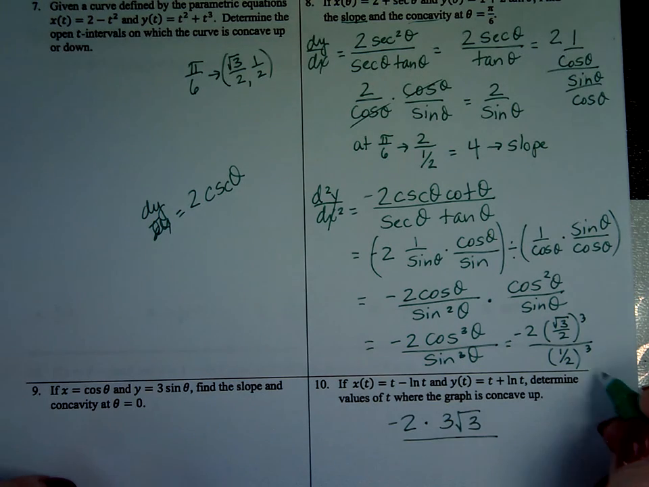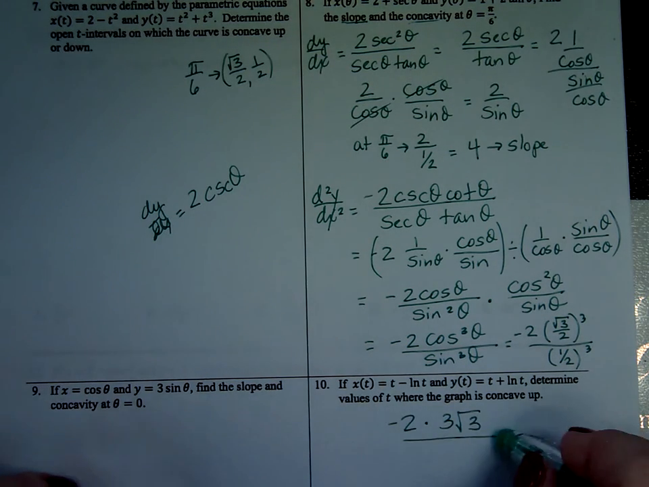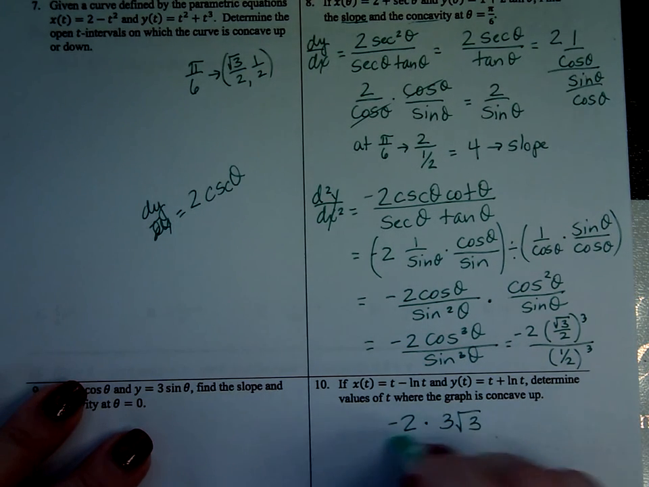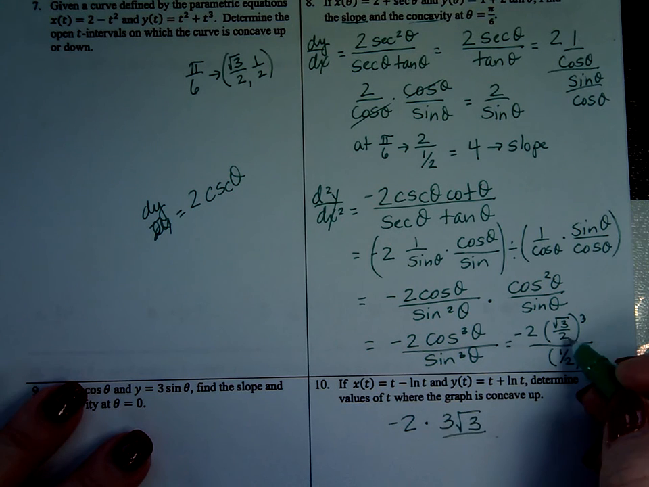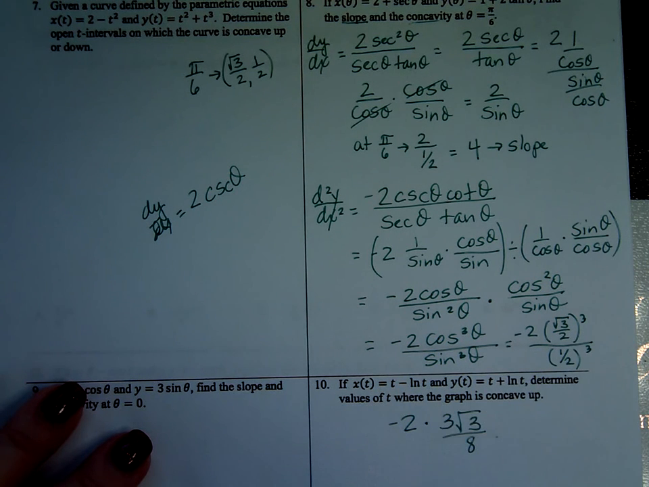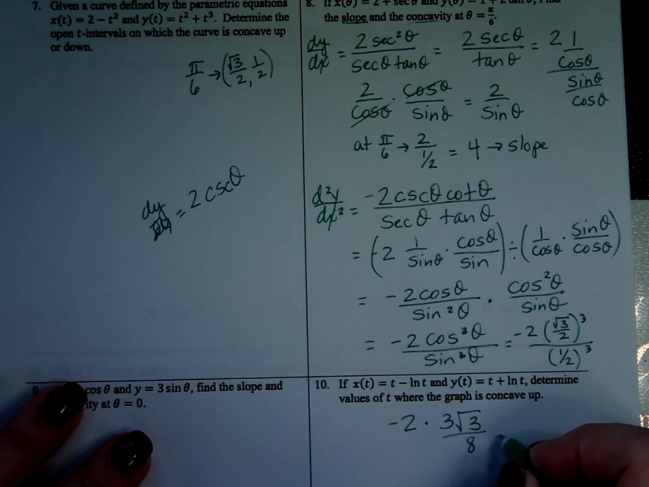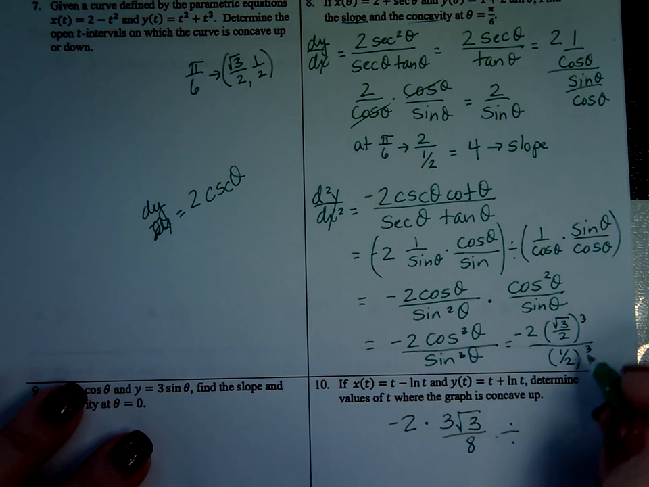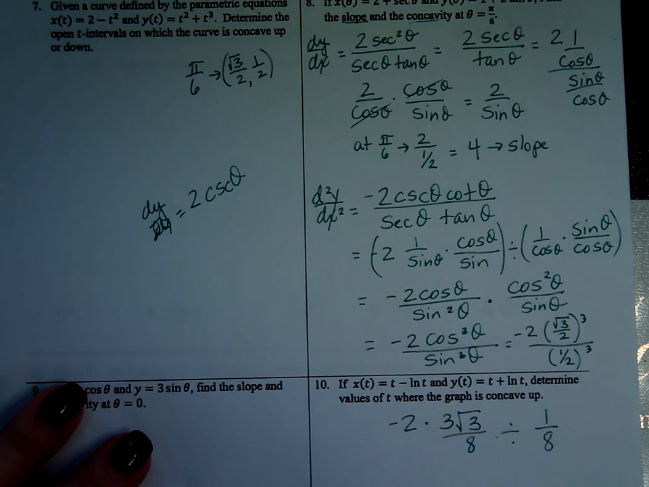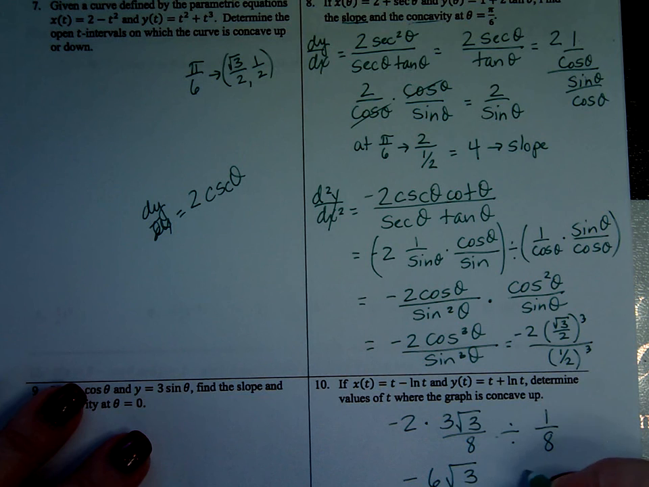Oh, actually, wait a minute. I forgot the denominator on this guy. If I cube a 2, I get an 8. That's these two pieces. And then that's being divided by 1/8, right? 1 cubed, 2 cubed. So I really have negative 6 square roots of 3 over 8 times 8 over 1. The 8's cancel. I get negative 6 square root of 3.